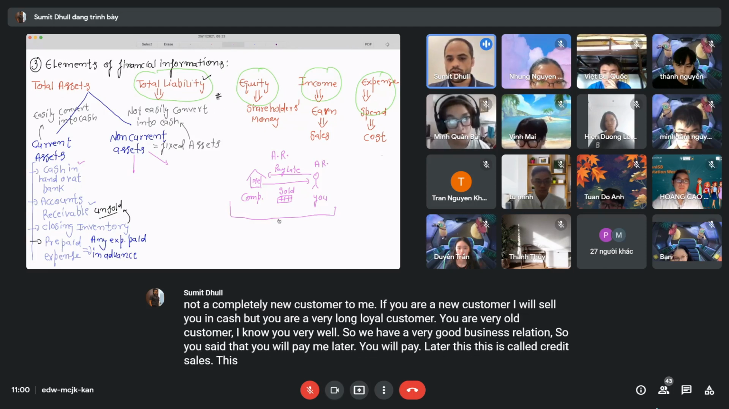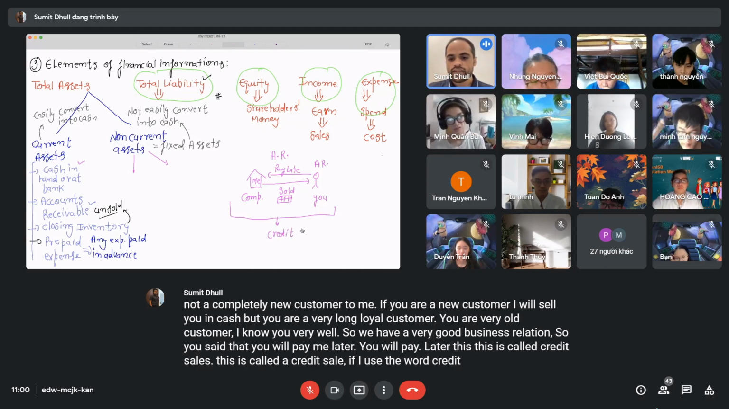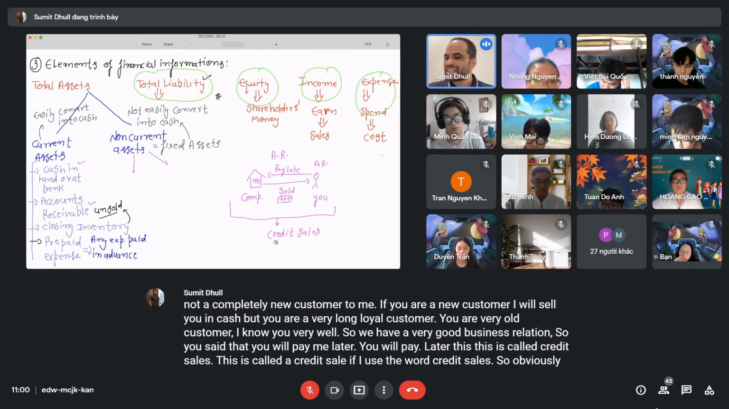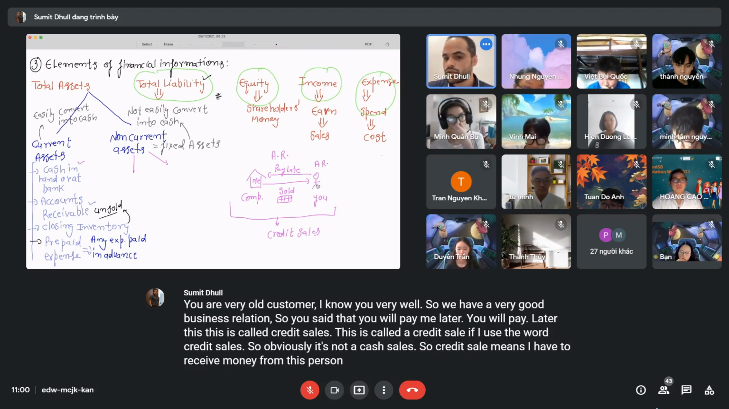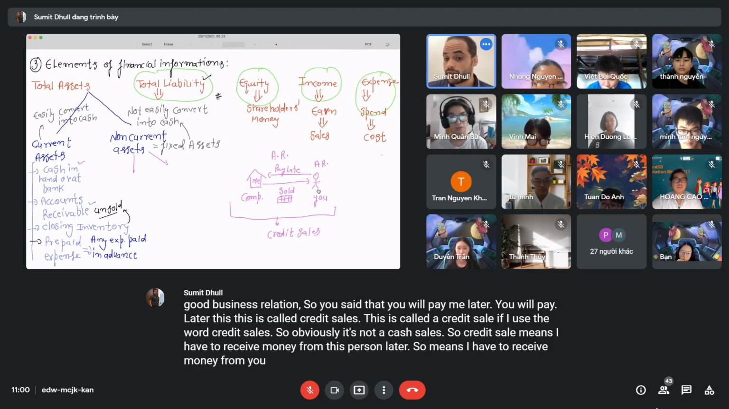This is called a credit sale. If I use the word credit sales, obviously it's not a cash sale. So credit sale means I have to receive money from this person later. So it means I have to receive money from you later.